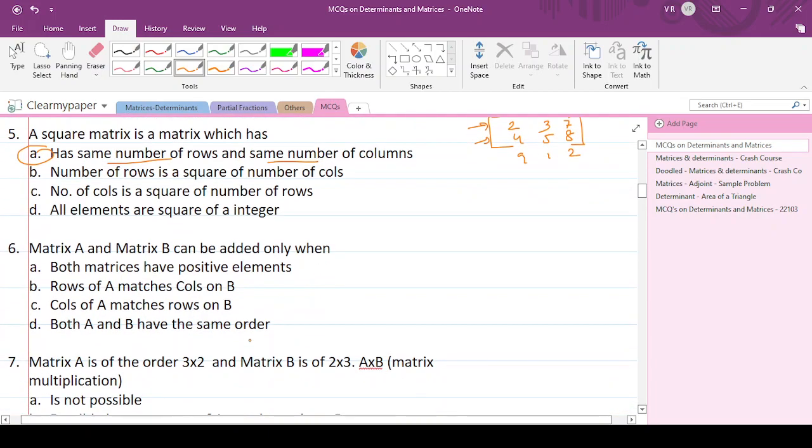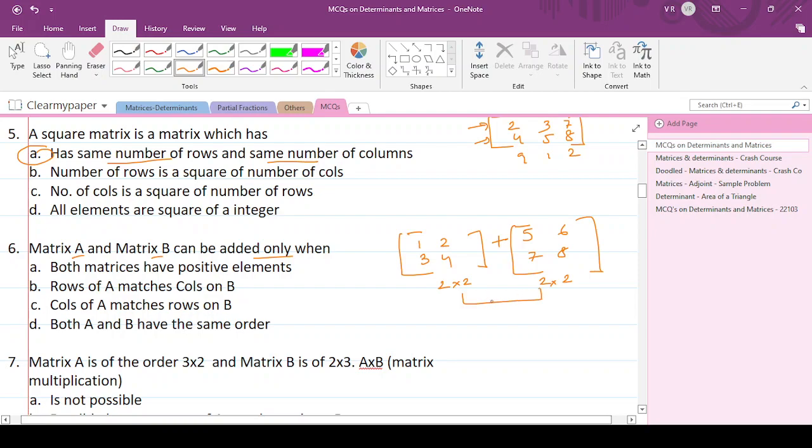Okay, question number 6. Matrix A and B can be added only when? When can we add two matrices? Let's say we have 1, 2, 3, 4, and then we have another matrix 5, 6, 7, 8. When can these be added or subtracted? This matrix is a 2 by 2, meaning it has 2 rows and 2 columns, and this matrix also is a 2 by 2.